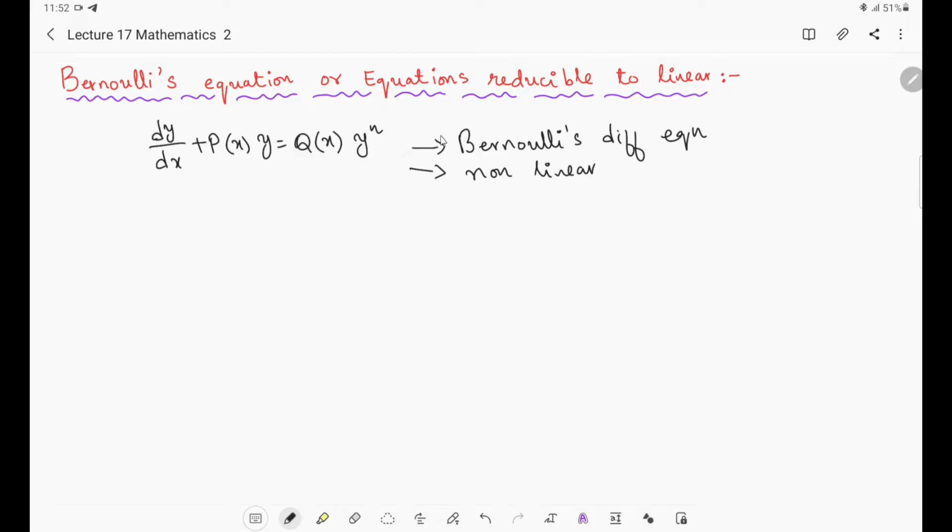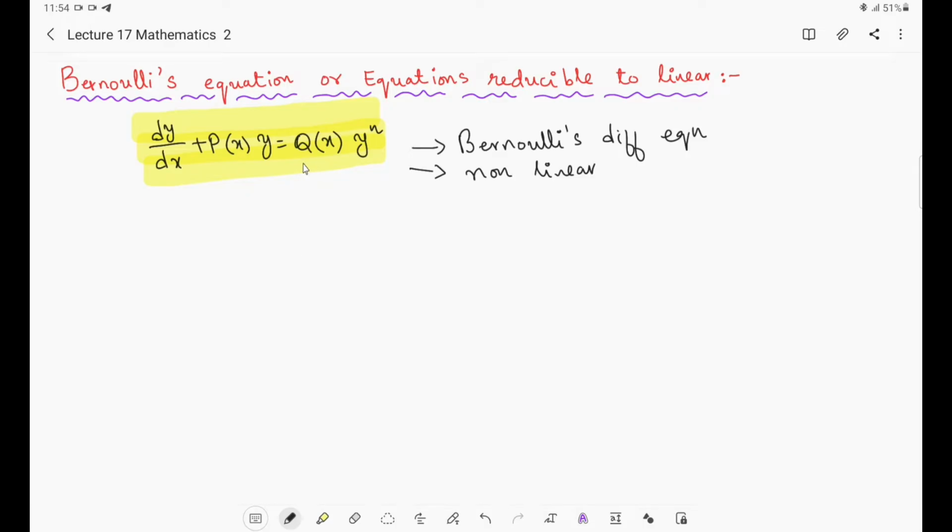Now, as you can see in the heading, equations reducible to linear. So we try to reduce this nonlinear differential equation, which is called Bernoulli's equation, to a linear equation. For that we need to take some substitutions. Let us see what those substitutions are.